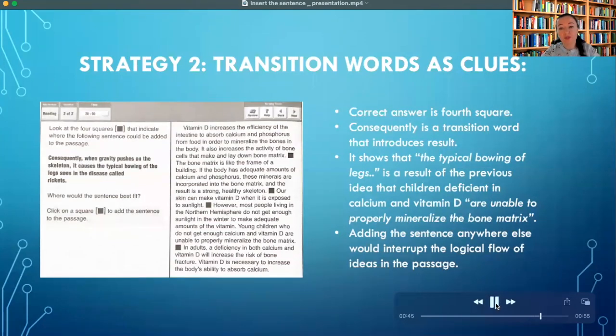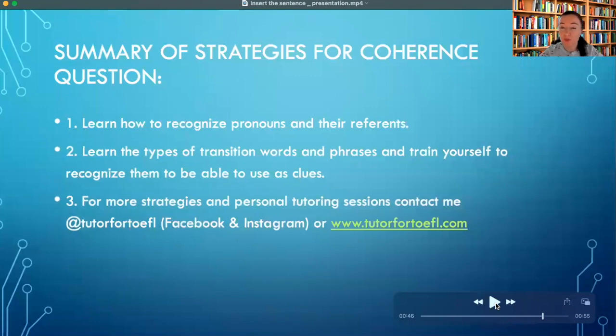Let me summarize very briefly for you the strategies for coherence or insert the sentence question type. First, you need to learn to recognize the pronouns and the reference. You can see the list of the pronouns in the previous clip in this video. Pause right there and write down the pronouns that are new to you if you need to, if maybe you didn't identify these words as pronouns before. Second strategy, learn the types of transition words and phrases. And again, I included those in this video. And train yourself to recognize them quickly so you can use them as clues at the actual test.